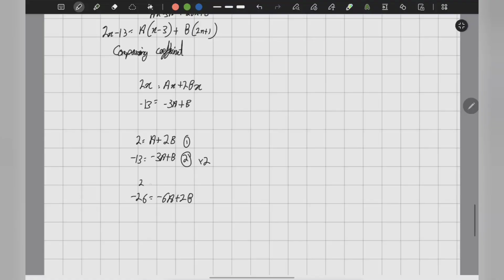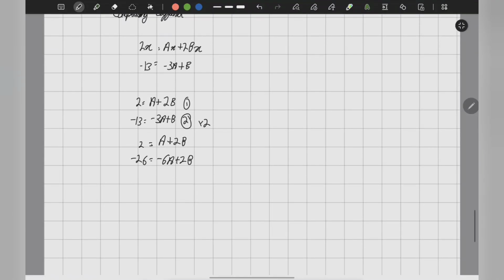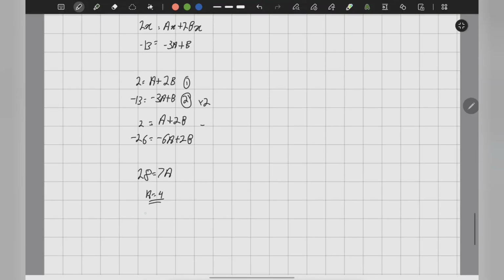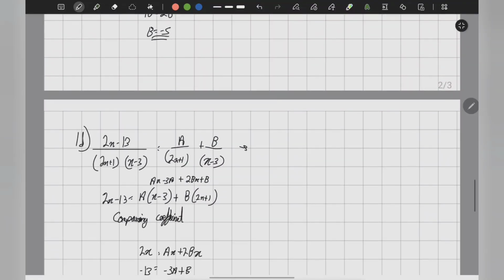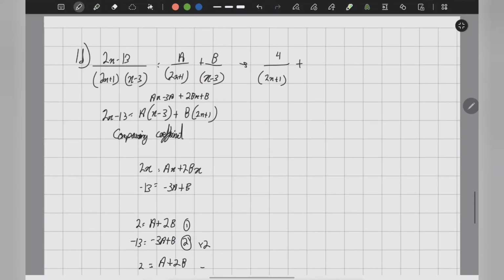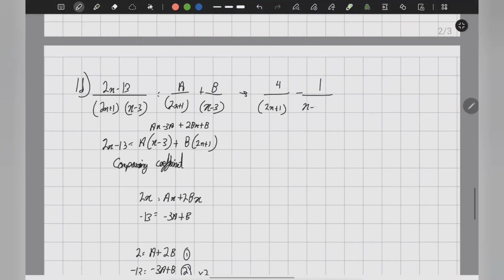And if I write out our top equation again, now all we have to do is take these two equations away. So we would get 28 is equal to 7a. So a is 4, and if a is 4, we can sub that into the first equation. 2b would equal minus 2, so b would equal minus 1. So if we sub these back in, a is 4 and b is minus 1, into our original: 4 over 2x plus 1 plus negative 1 over x minus 3.